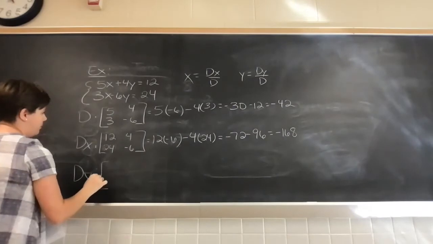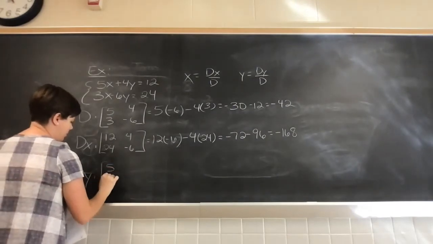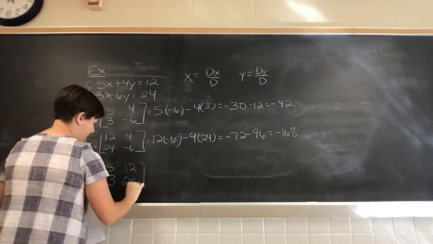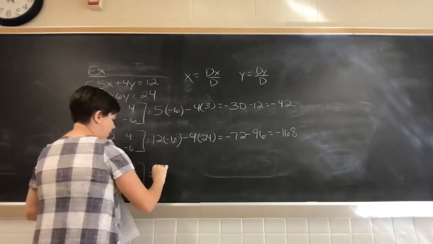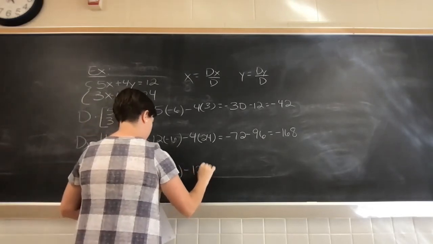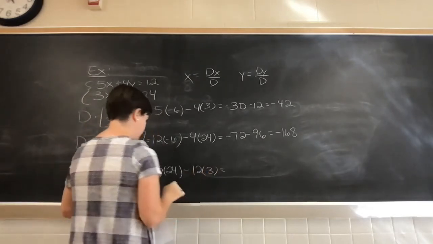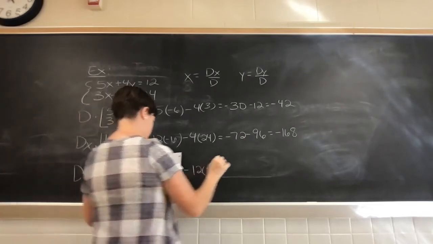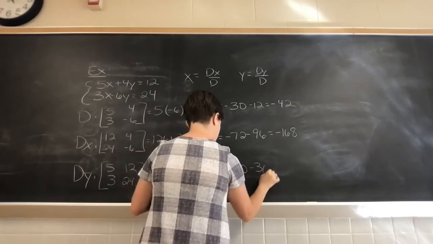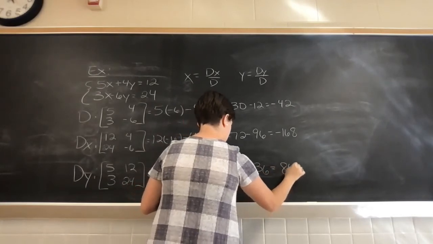For dy, we leave our x's and we replace our y's. We have 5 times 24 minus 12 times 3 equals 120 minus 36, which equals 84.